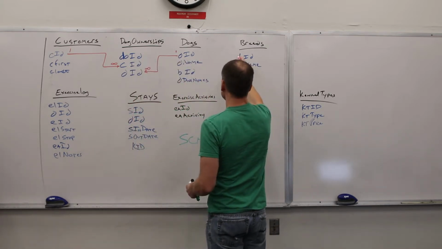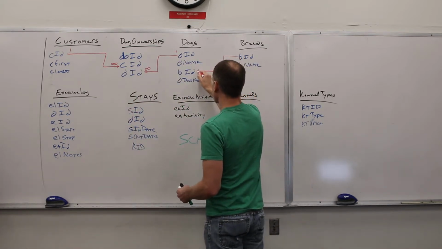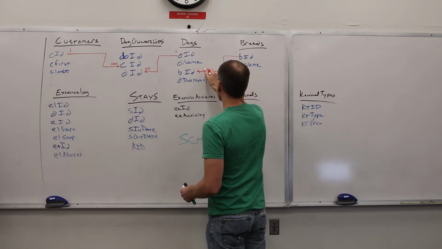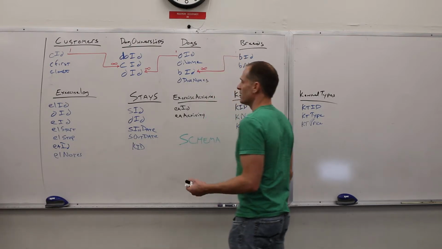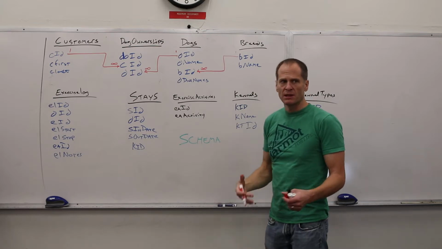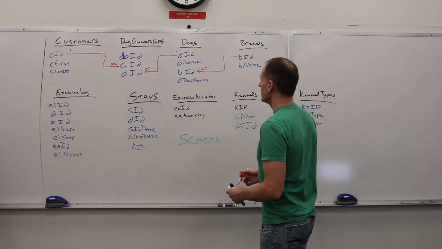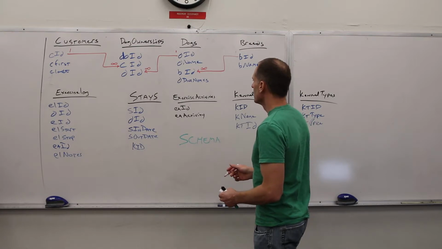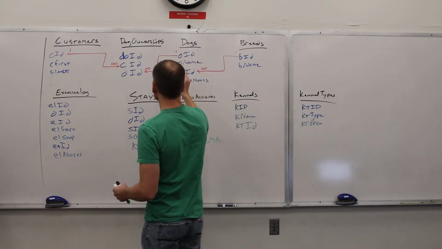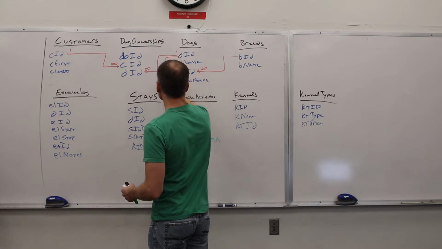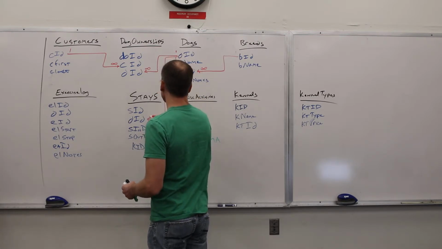And one breed can be associated with many different dogs. We could have many Appenzellers, many Doberman Pinschers. And one stay, right? One dog can have many stays.